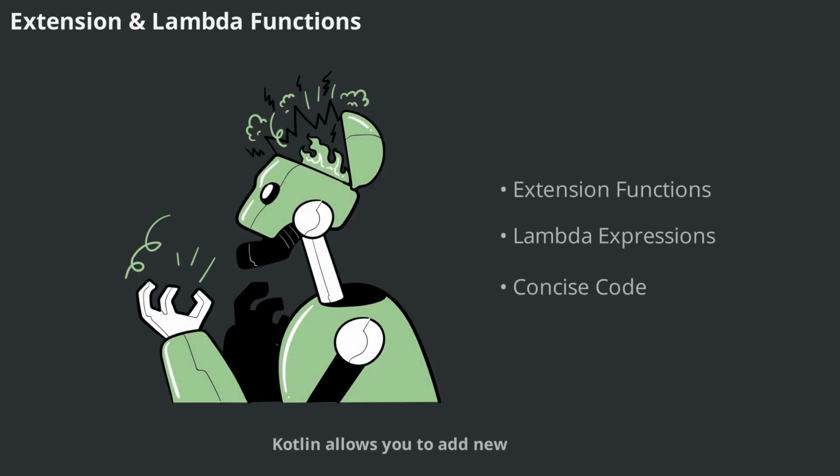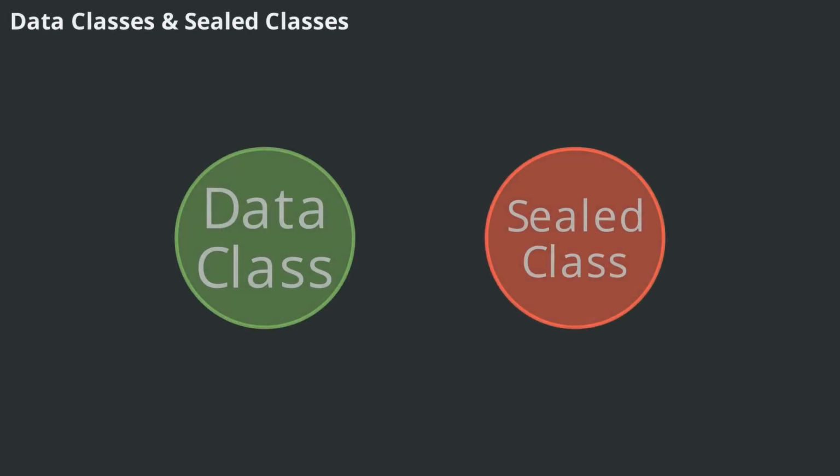Kotlin allows you to add new functions to existing classes using extension functions, and to write concise code with lambda expressions. These features make your code more expressive and flexible. Interviewers may ask you to write or explain extension and lambda functions. Data classes are designed for storing data and automatically generate useful methods like toString and equals. Sealed classes restrict class hierarchies, making them ideal for representing restricted states. Interviewers may ask you to use or compare these special classes.